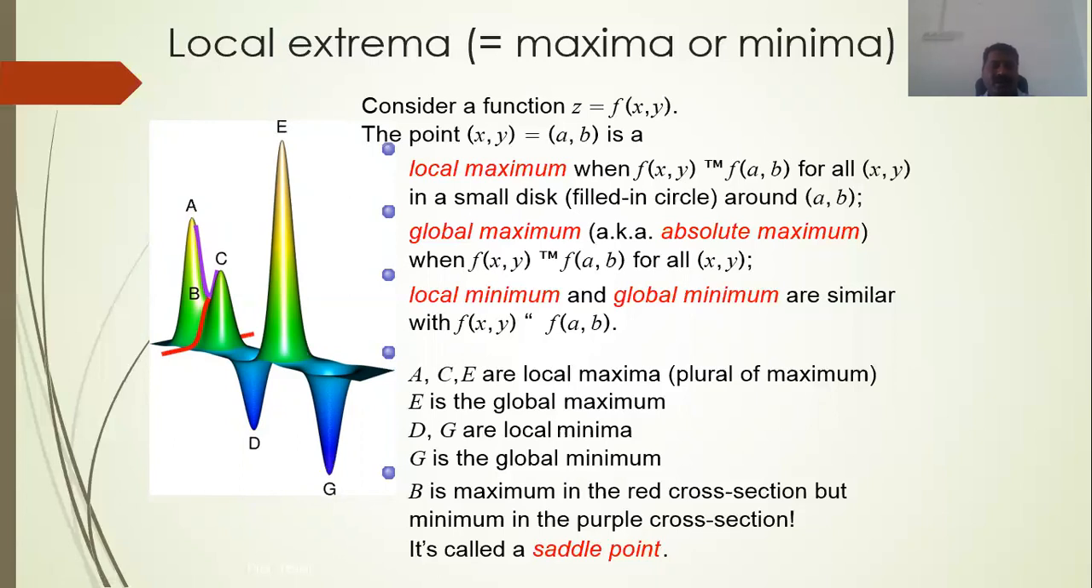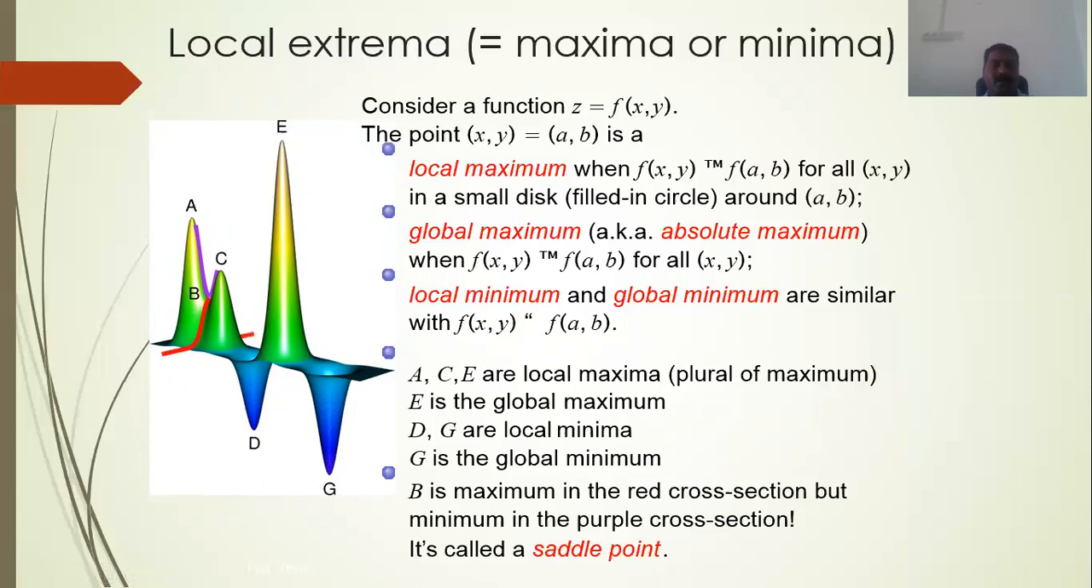When f(x, y) equals f(a, b), then local minima and global minima are similar. We are more interested in local maxima and local minima. Here, if you observe this surface, z equal to f(x, y), points A, C, E are all local maxima. Among these local maxima, point E is the global maximum. D and G are local minima, and G is the global minimum.